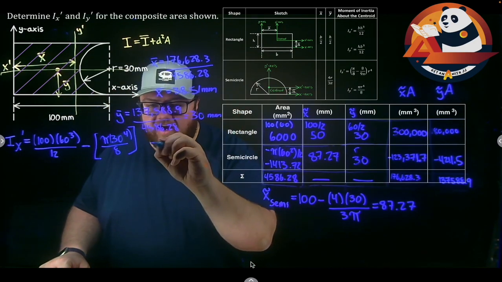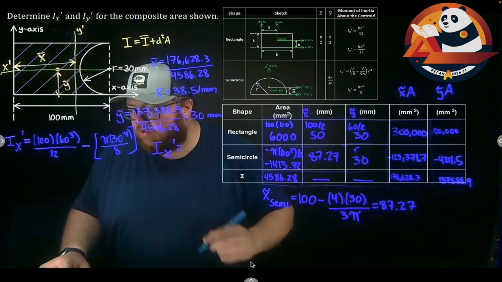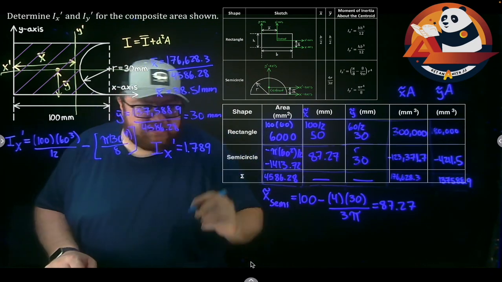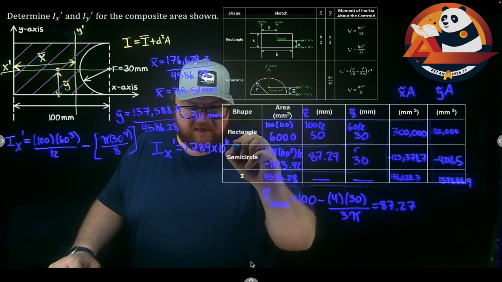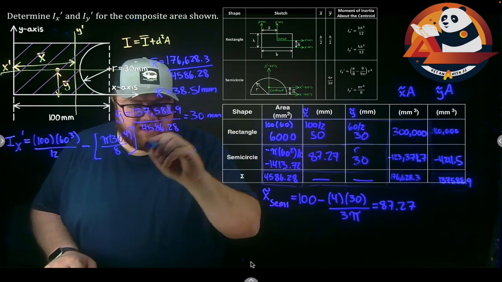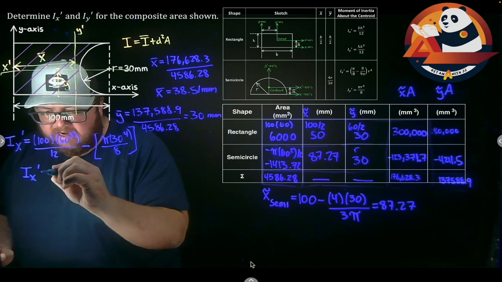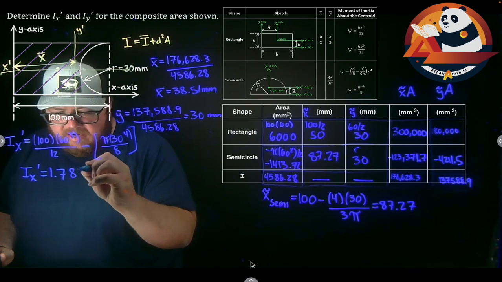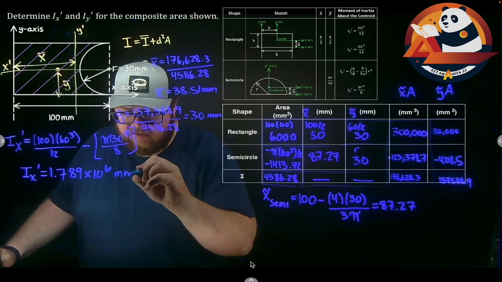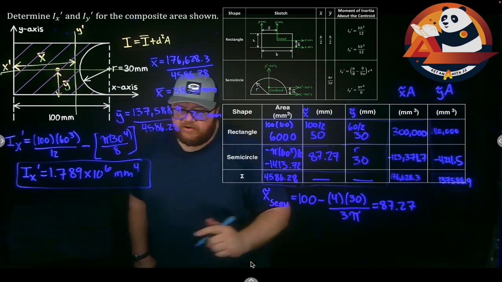Which if I solve that out, we're going to get that Ix prime is equal to 1.789 times 10 to the 6th millimeters to the 4th. I need this on a new line, don't I? Ix prime is 1.789 times 10 to the 6th millimeters to the 4th. And that would be our first answer in here.